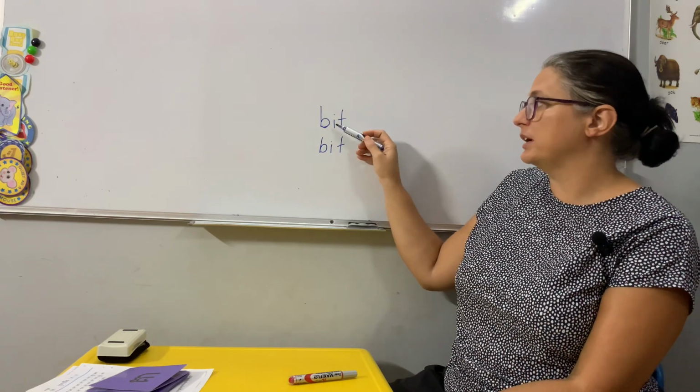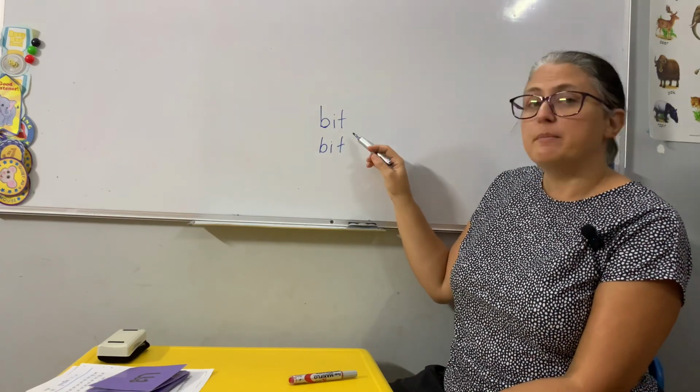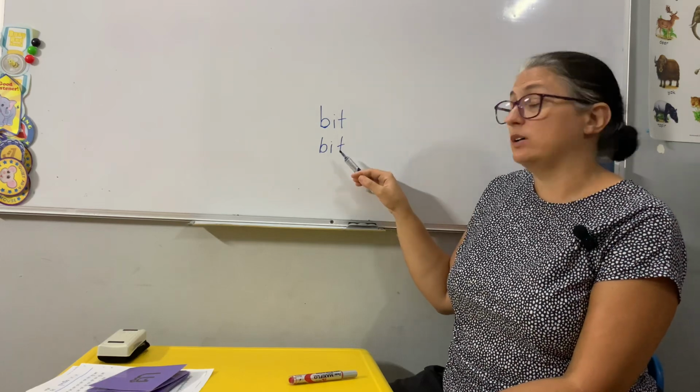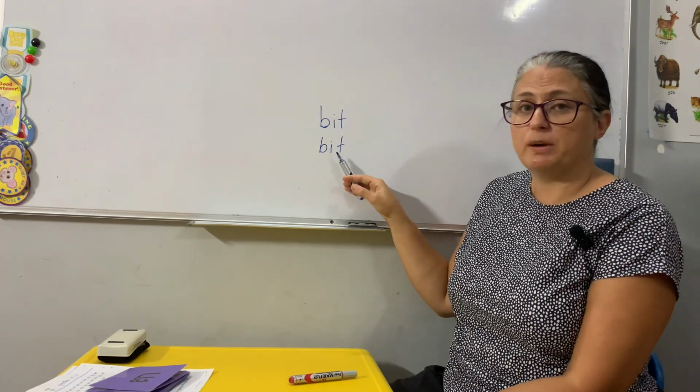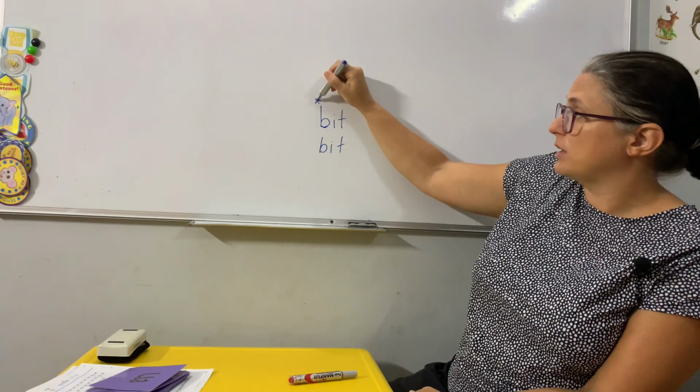I has two sounds, right? Your short I and your long I. In Khmer, the vowels also have two sounds. However, nothing changes about the vowel. What changes is your consonant.